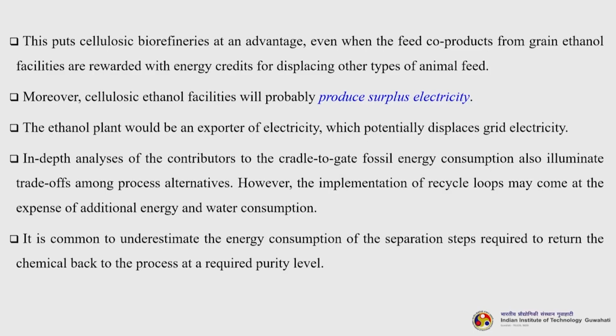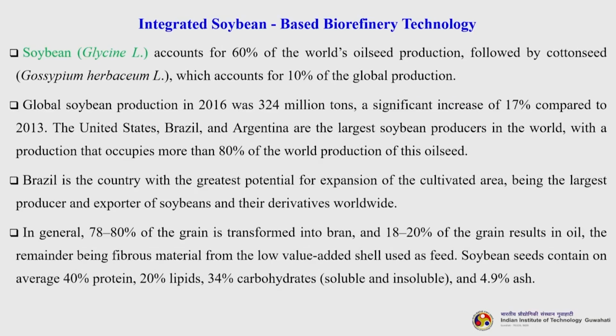The ethanol plant would be an exporter of electricity which potentially displaces grid electricity. In-depth analysis of the contributors to the cradle to gate fossil energy consumption also illuminates trade-offs among process alternatives. However, the implementation of recycle loops may come at the expense of additional energy and water consumption. It is common to underestimate the energy consumption of the separation steps required to return the chemical back to the process at a required purity level.